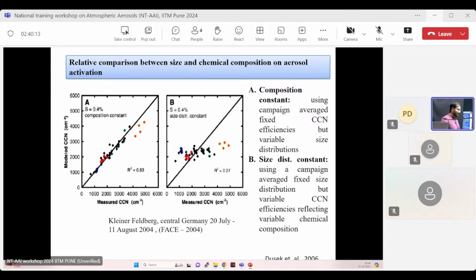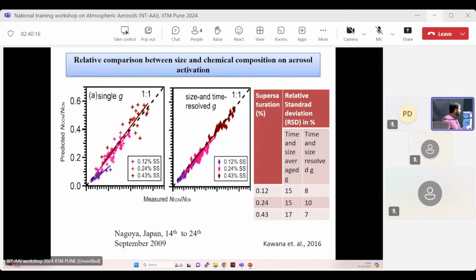But it's not the single study. There are other studies contrasting with these results as well, because science is not a rigid thing, it will evolve. Okay, so there is a nice paper by Kawana et al. in 2016. What they have tried to do is this: G is basically the growth factor that we have studied. It's a ratio of wet diameter to dry diameter, nothing else. They have incorporated size and time resolved G, and in one case they have considered only a single average value of G.